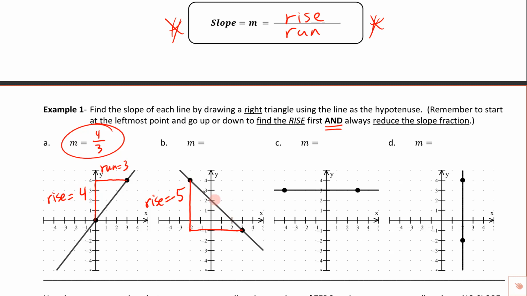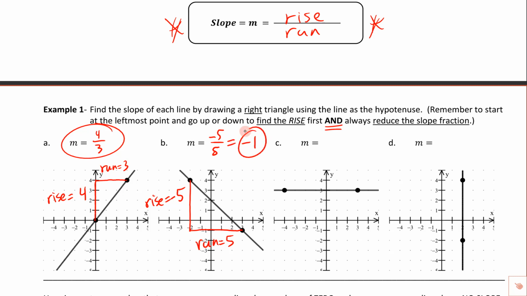So to go from here to here, the first thing we're going to do is go down 5, and then we're going to go to the right. Let's count 1, 2, 3, 4, 5. So the run on this one is 5. So the rise is negative 5. That indicates we go down. Remember, the slope's got to tell us which direction it slants. So the slope is going to be the rise, negative 5, over the run, which is positive 5. So the answer on this one is negative 1.